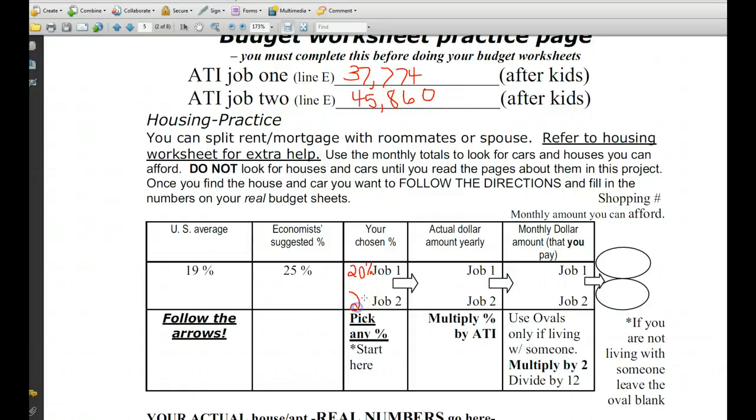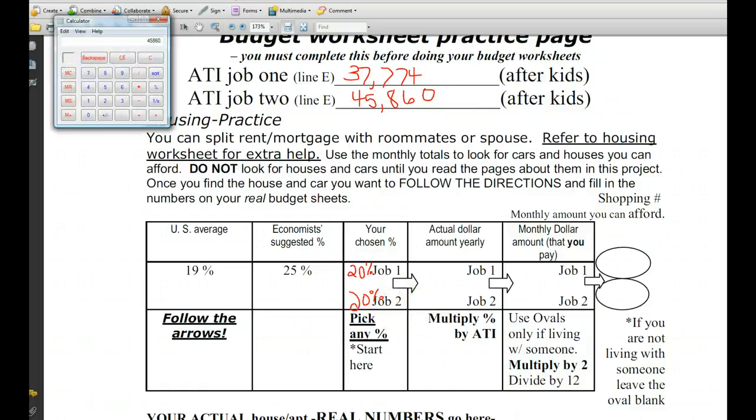All right, so we've got two lines because we have job 1 and job 2. Okay, so now what do we do? Well, we need our calculator. For job 1, I need to find out what 20% of job 1 is. So I'm going to put in 37,774, and I'm going to multiply that by 0.2, because with percentages, when you are trying to calculate them, it's 0.2.